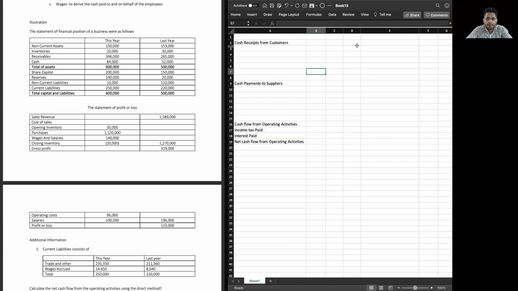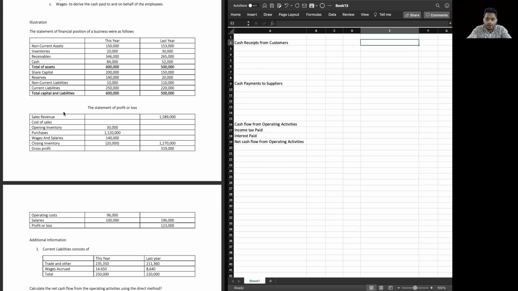Now, let's start doing this calculation. Let's start preparing a cash flow using the direct method. We will be using the statement of profit or loss as the base because that is where you will be getting your incomes and expenses. The first income you see is your sales revenue. When you say sales revenue, this is the cash receipts that you're getting from your customers. Now here we don't have a breakdown of cash as well as credit customers, so we'll be assuming that all of these customers are credit customers.